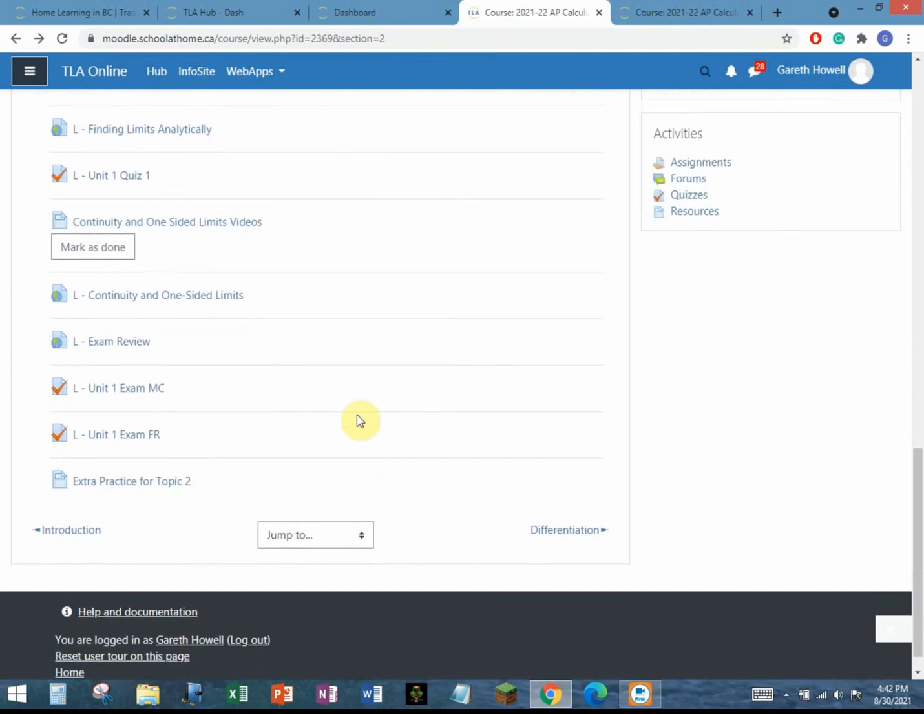At the end, there are 2 exams. One is a multiple choice exam, entirely done online. The other one is what's called a free response. And the free response usually has far fewer questions. There's about 5, I think.